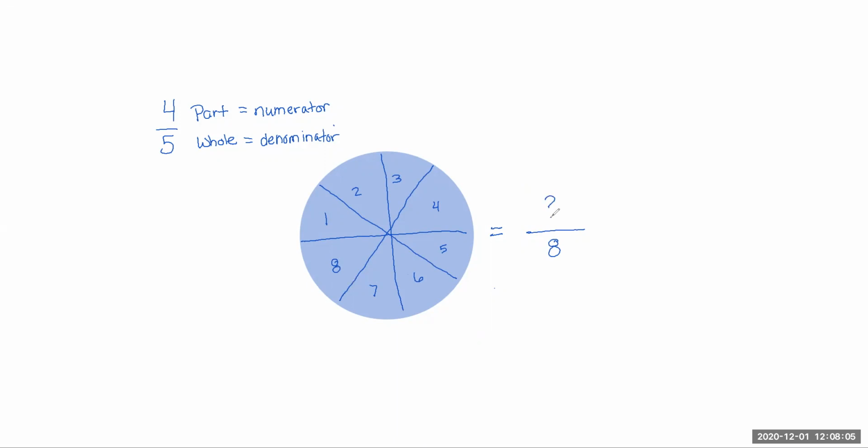Okay, so when we're adding fractions, we always want to make sure, guys, that the denominator is the same. So the key to adding fractions is the denominator always has to be the same.